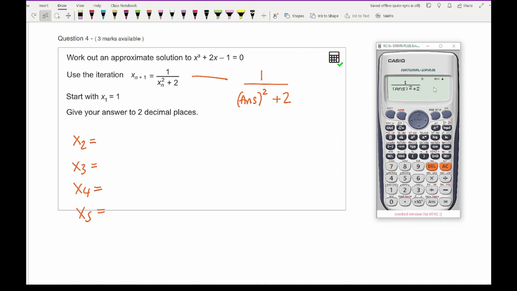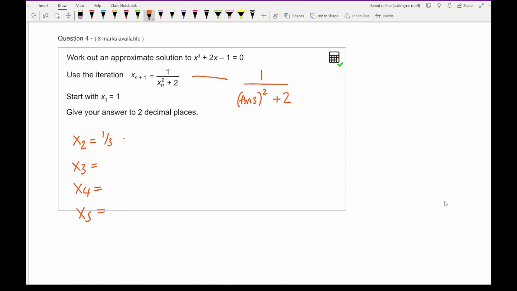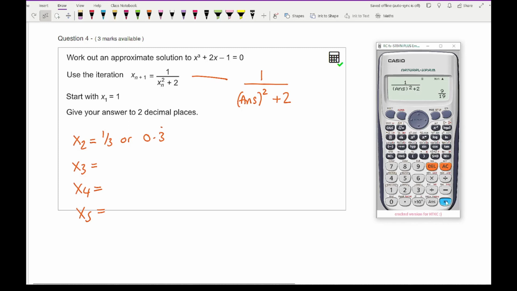equals. Now also what you want to do is just make sure that the expression that you've got on your line of display looks exactly like what you've written. Just make sure that plus 2 isn't a part of the power and vice versa. So pressing equals, that gives me a third. So I can either write a third or I can write 0.3 recurring. Then pressing equals again gives me 9 over 19.